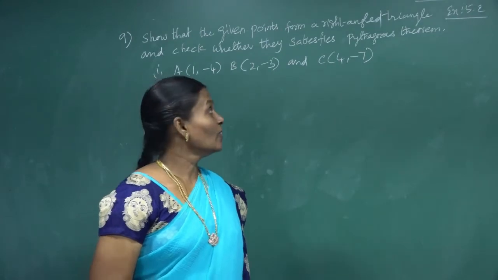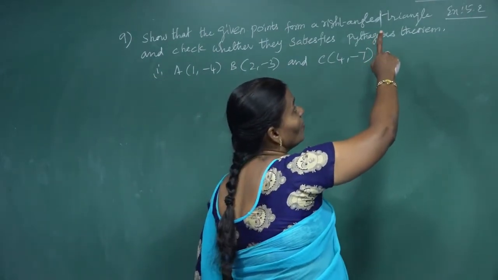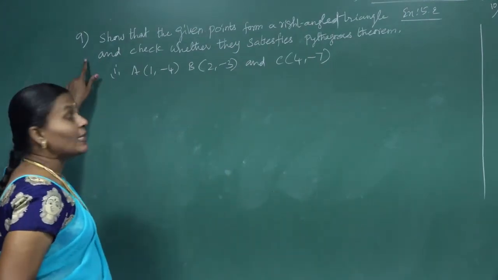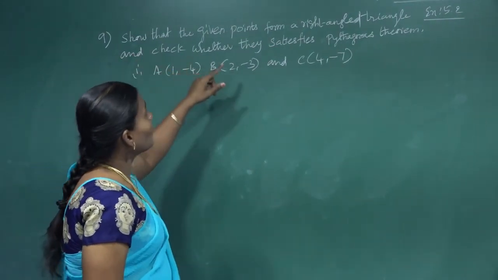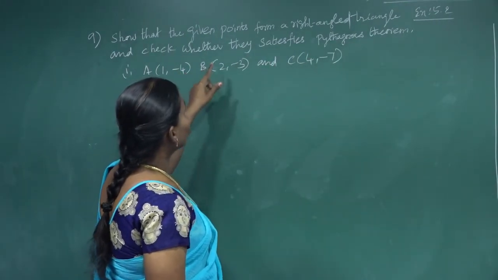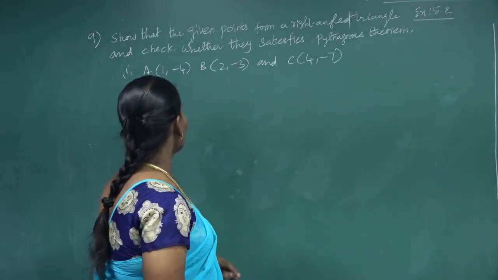Good morning, children. Today we are going to see 5th chapter coordinate geometry, exercise 5.2, 9th sum. Show that the given points form a right angle triangle and check whether they satisfy Pythagoras theorem.